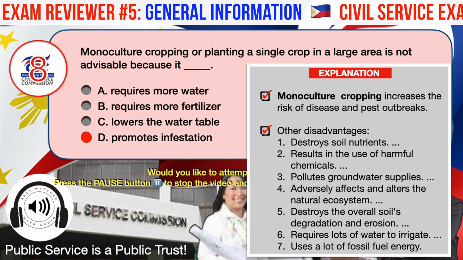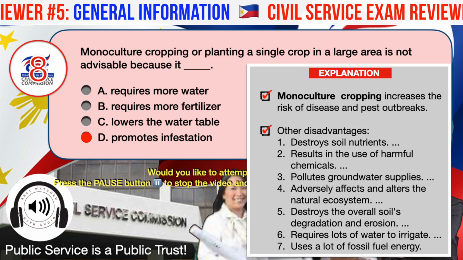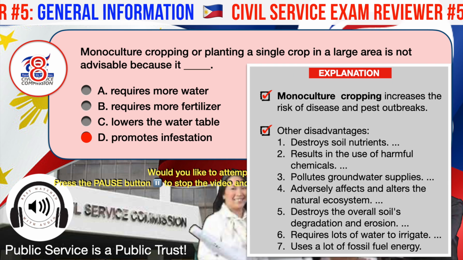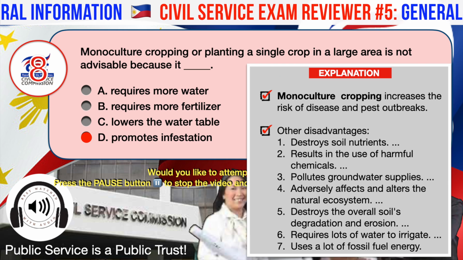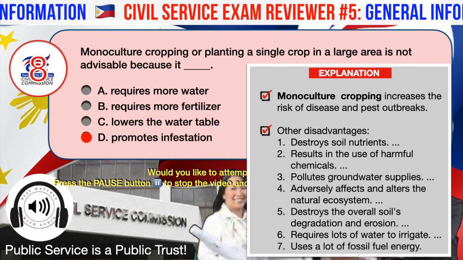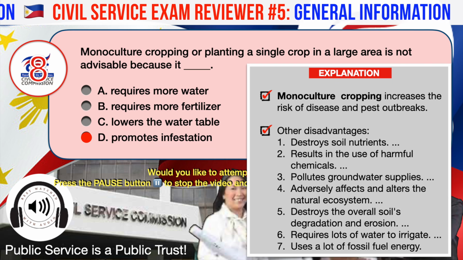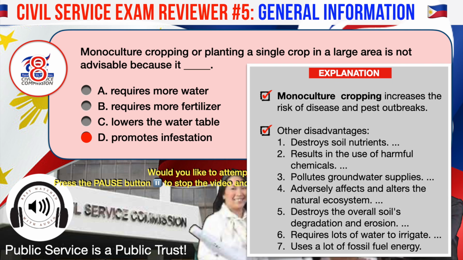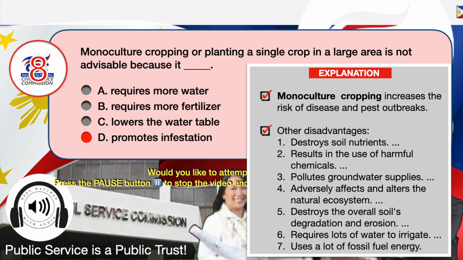1. Destroys soil nutrients. 2. Results in the use of harmful chemicals. 3. Pollutes groundwater supplies. 4. Adversely affects and alters the natural ecosystem. 5. Contributes to the overall soil degradation and erosion. 6. Requires lots of water to irrigate. And 7. Uses a lot of fossil fuel energy.